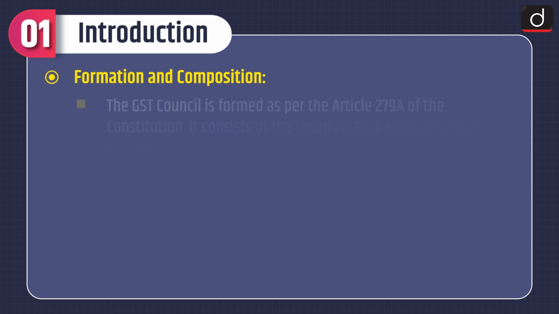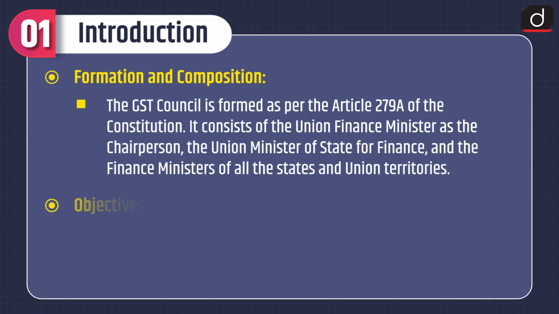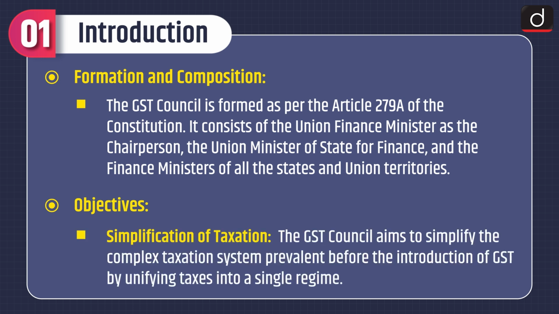Formation and composition: the GST Council is formed as per Article 279A of the Constitution. It consists of the Union Finance Minister as the chairperson, the Union Minister of State for Finance, and the Finance Ministers of all the states and union territories.